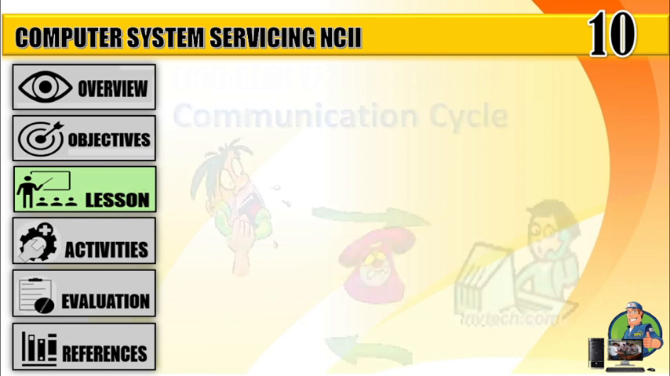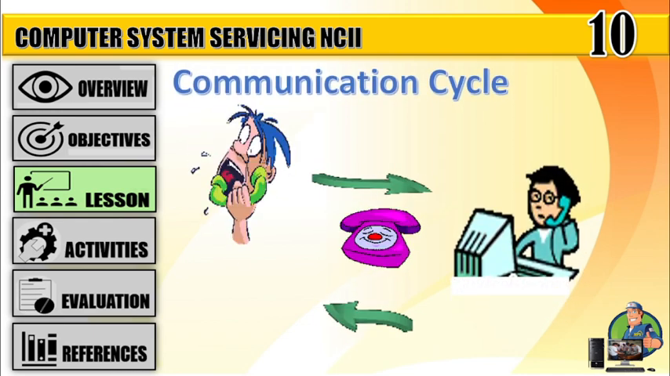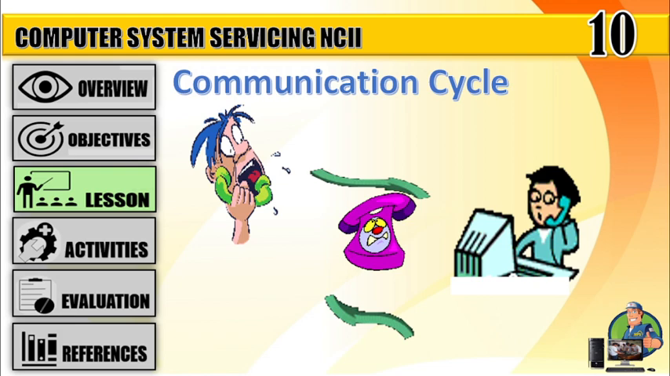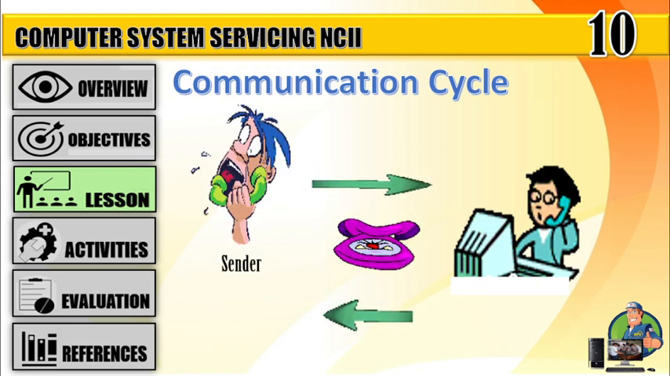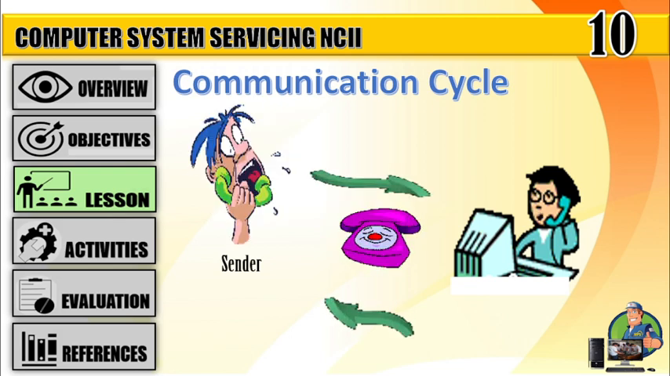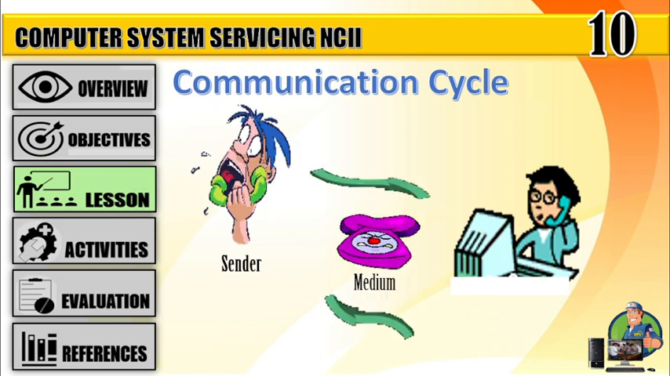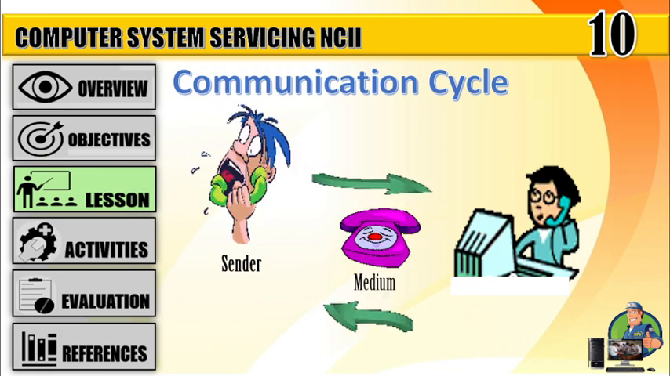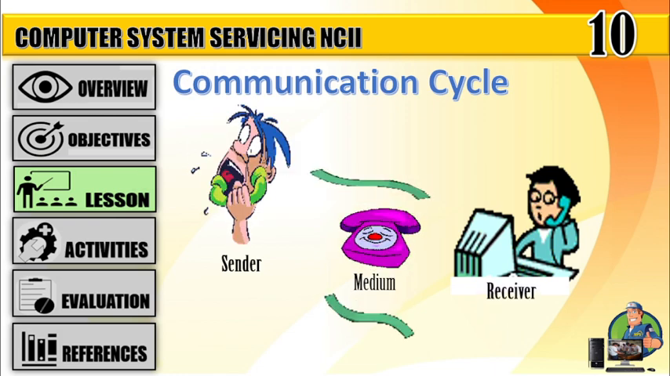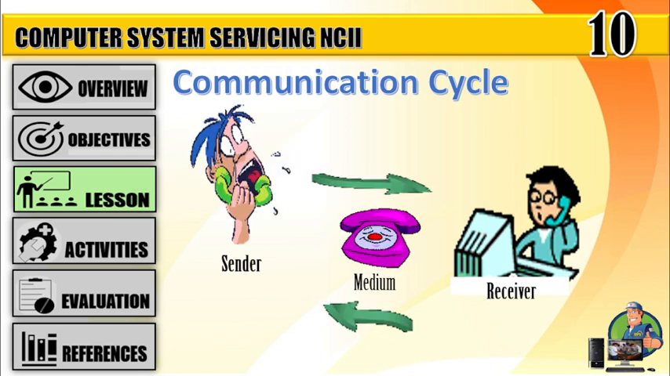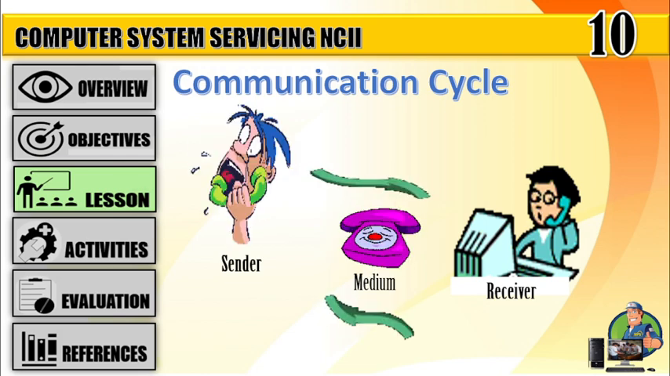The process of communication involves three key elements: the sender, the medium, and the receiver. Sender. The sender is the person or entity that initiates the communication and creates the message. Medium. The medium refers to the way the message is delivered, such as speech, writing, or nonverbal cues. Receiver. The receiver is the person or entity that receives the message and interprets it. They provide feedback to the sender to complete the communication cycle.